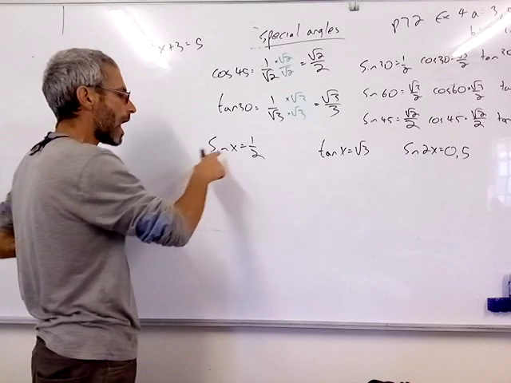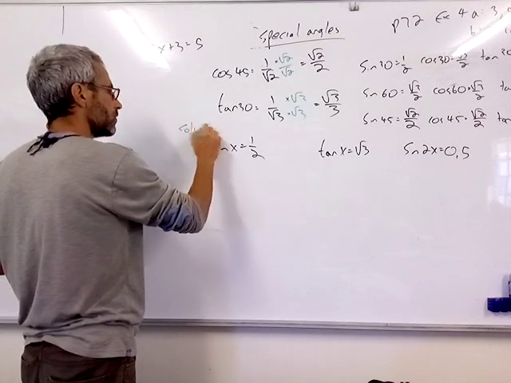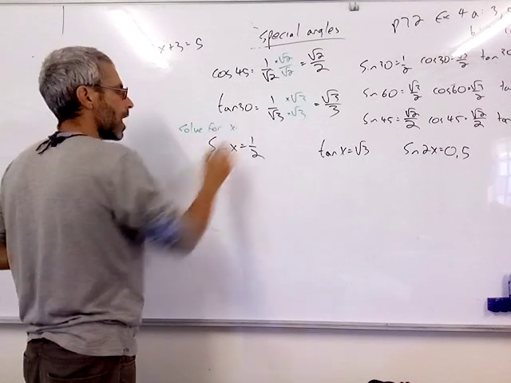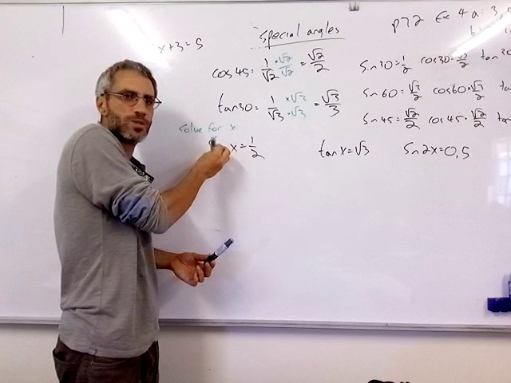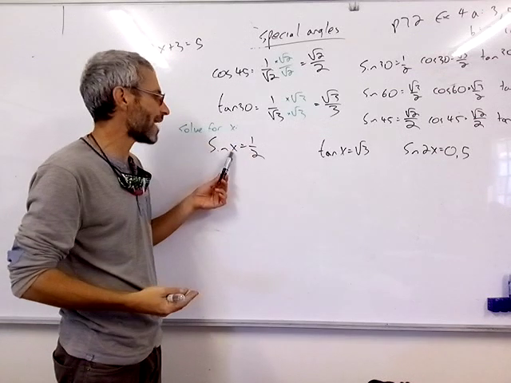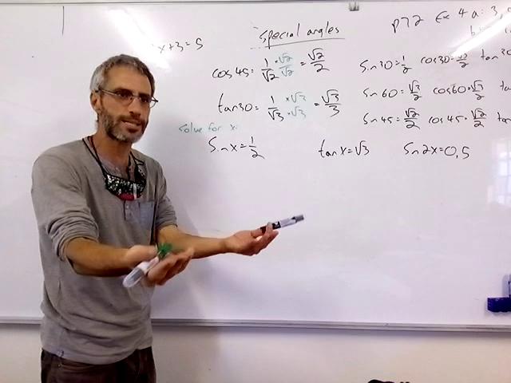Okay? So I'm looking for x. The instruction will be solve for x. I'm looking for x. x is the angle. Obviously, whatever number we put in next to the sine is an angle. So I'm looking for the angle that if I do sine of that angle, it is a half. So what is x equal to?